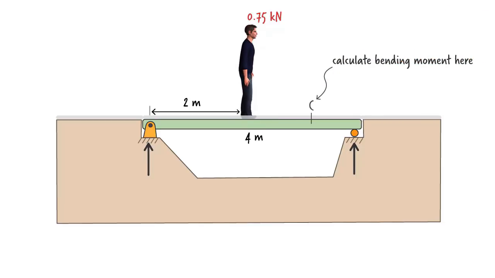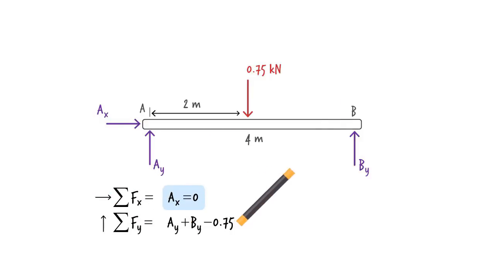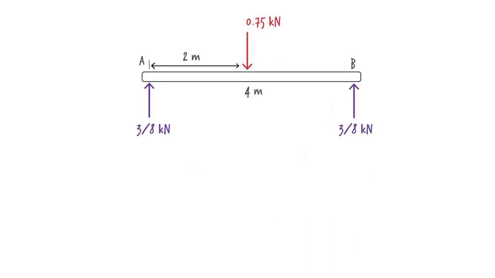We start by determining the beam's support reactions. Here is the free body diagram showing 3 unknown forces. There are 2 reaction forces at the pin and 1 reaction force at the roller. We write 3 equilibrium equations, then solve them for the unknowns. Having determined the reaction forces, we are now in a position to calculate the bending moment at C.